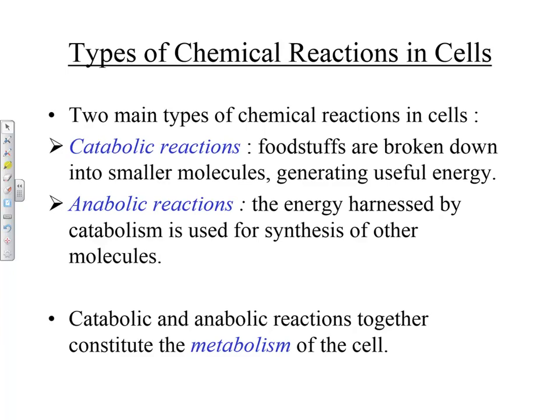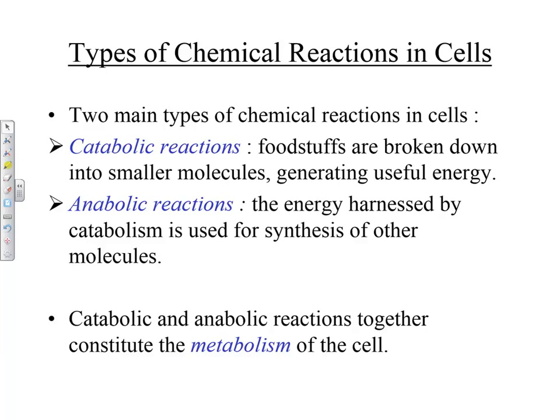Now, if you look at cells, there are two main types of chemical reactions in cells. The first one are the catabolic reactions. That means breaking down, right? Where foodstuffs are broken down into smaller molecules, generating useful energy. And then you also have the anabolic reactions or the biosynthetic reactions, where the energy that is harnessed by the catabolism is used for synthesis of other molecules.